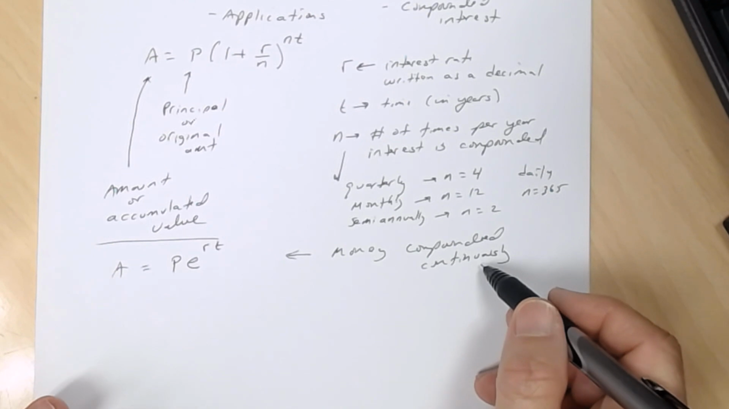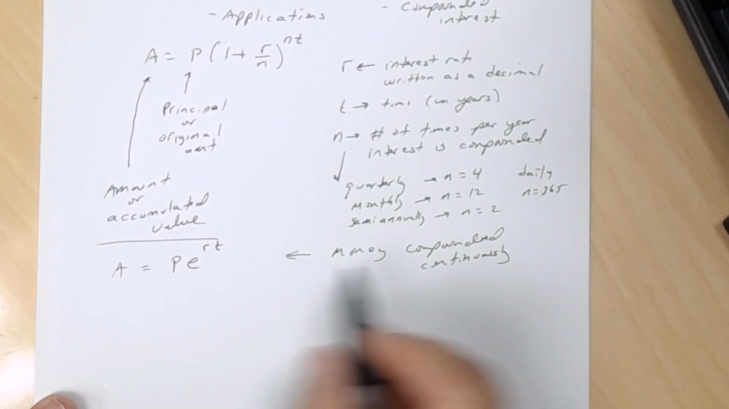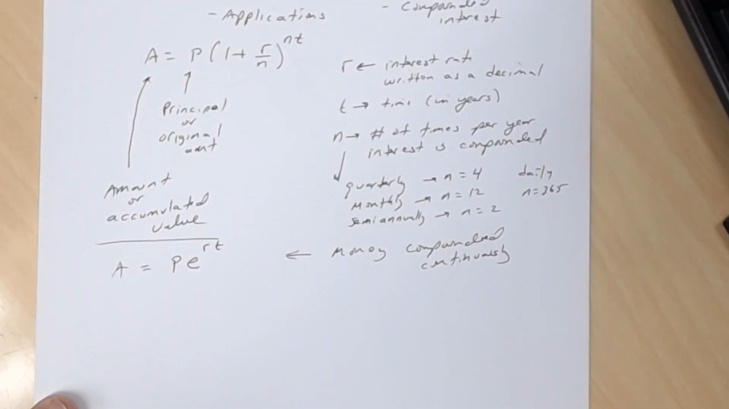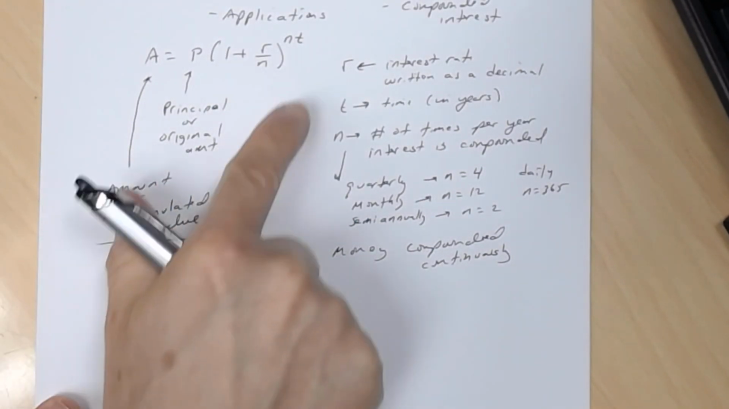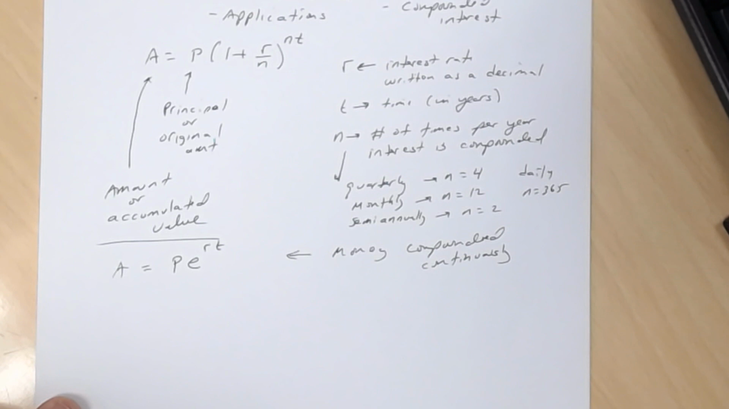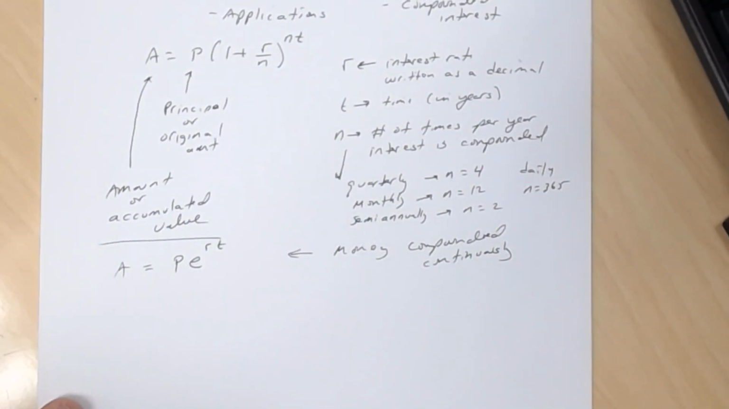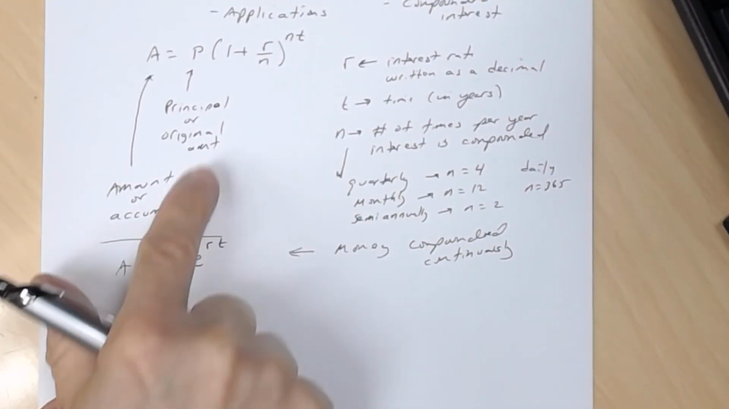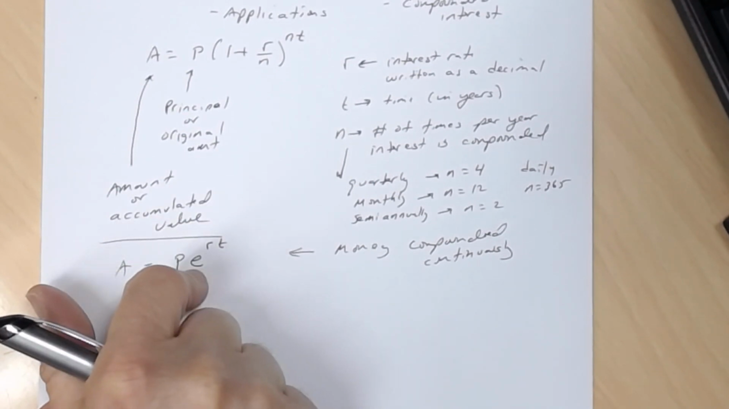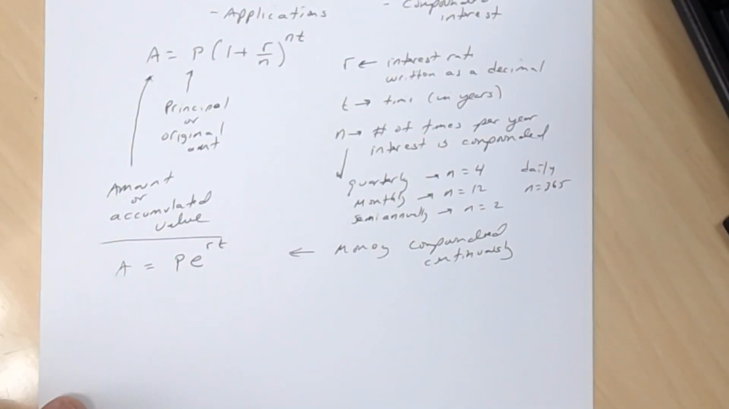Continuously, that's an infinite idea. So use that formula here. Most banks, though, will probably use one of these up here, probably monthly or something like that. But just talk to your bank and see which one they use, if you have a savings account. But in a savings account the interest is pretty low, so you don't get much.